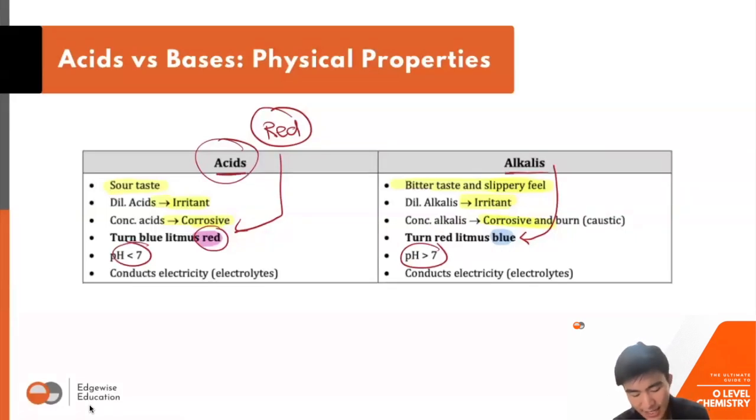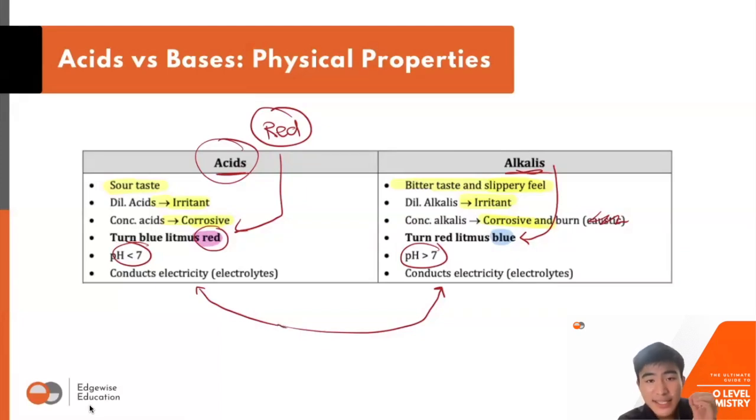Now, acids and alkalis both conduct electricity. Andy asked what does caustic mean? It just means a very serious injury, like an acid burn. When you spill chemical on yourself, it's very corrosive. No need to know. Remember, acids and alkalis, because they're in water, are ionic, and all of them have mobile ions. When there are mobile ions in solution, positive or negative, it is able to conduct electricity through the solution.